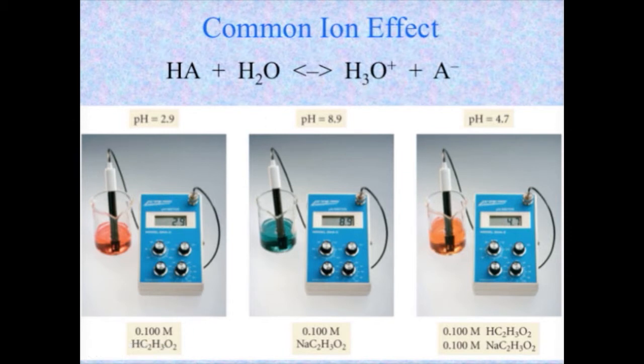So just take a look here. This one is pure acetic acid with a pH of 2.9. This one here is pure sodium acetate in water, and its pH is in the basic range of 8.9. You mix the two together and you get a pH somewhere in between, with a pH of 4.7.